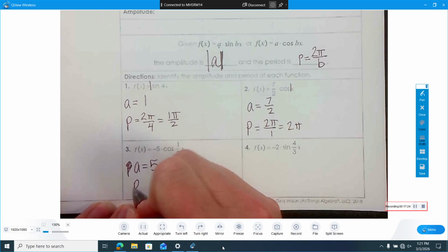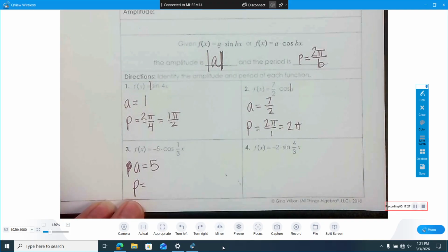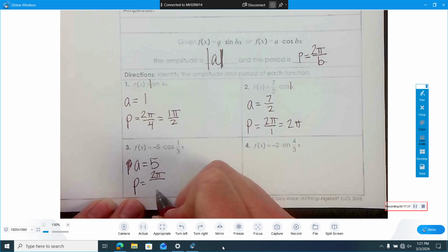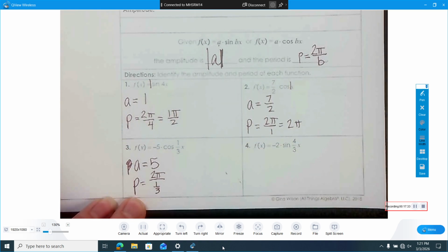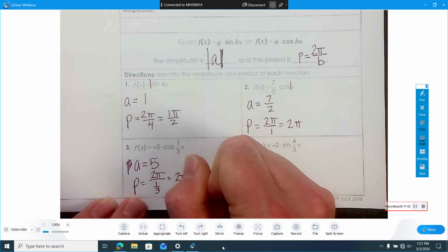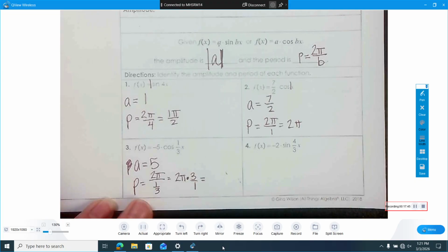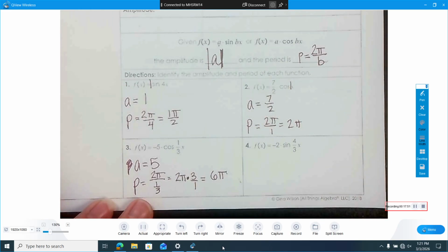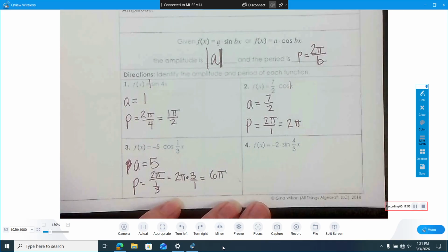All right, and the period is going to be 2 pi over 1/3. 2 pi over 1/3. How do I deal with 2 pi divided by 1/3? Multiply by the reciprocal. It's 2 pi times 3 over 1. That's going to give me what? 6 pi. Very good. Okay.